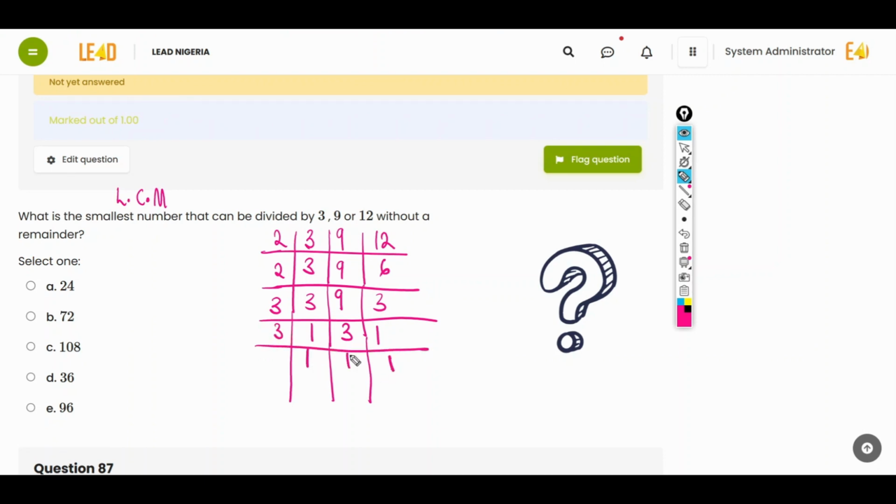All right, so the LCM would just be 2 times 2 times 3 times 3. That would be 4 times 9, which is 36. So the LCM is 36.